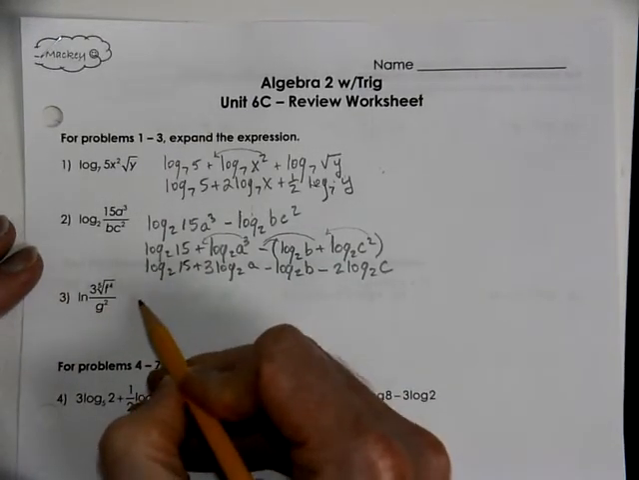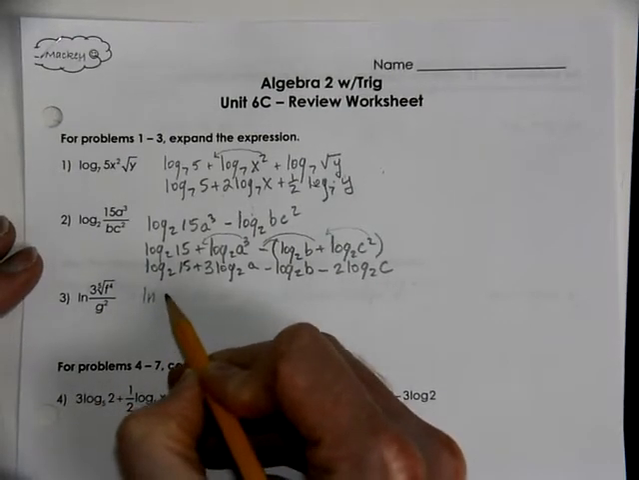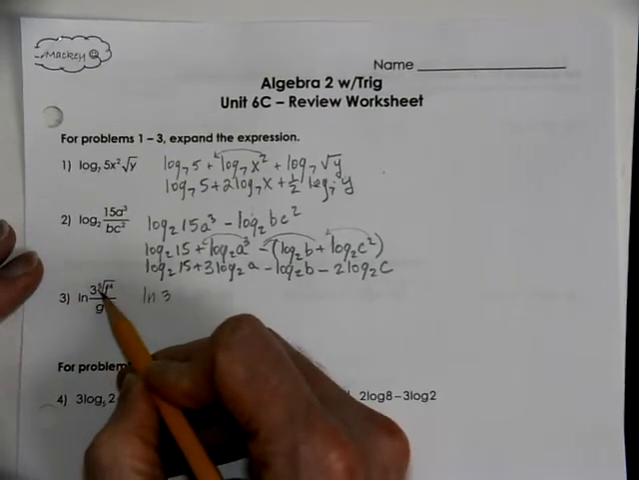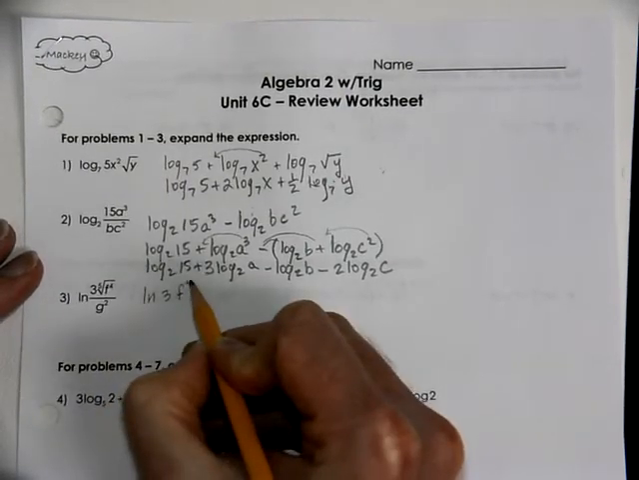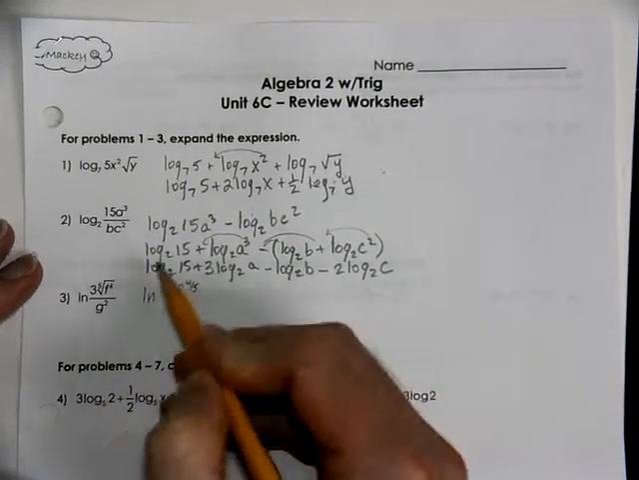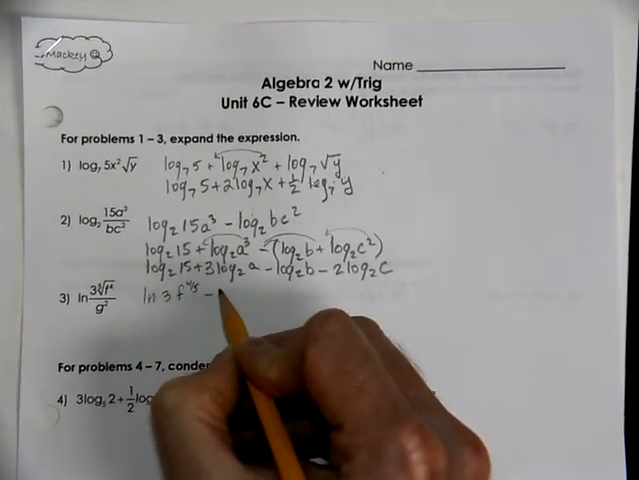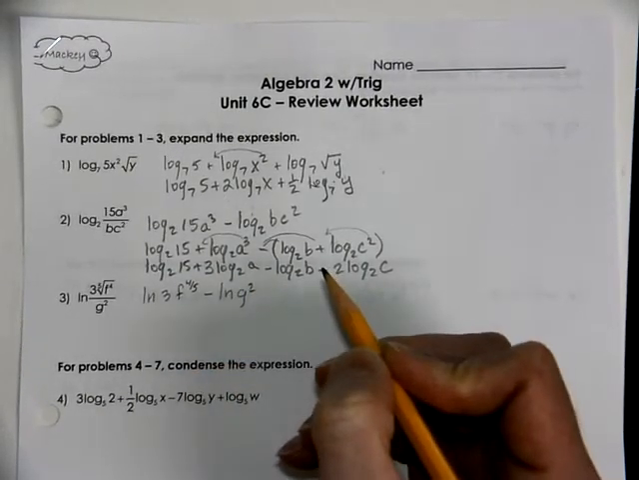here natural log is just the same thing, so I see a fraction, so I'm going to say natural log of 3. Now instead of writing the radical, I'm going to write it as f to the 4/5. That's writing it with fractional exponents. Minus the natural log of g squared.